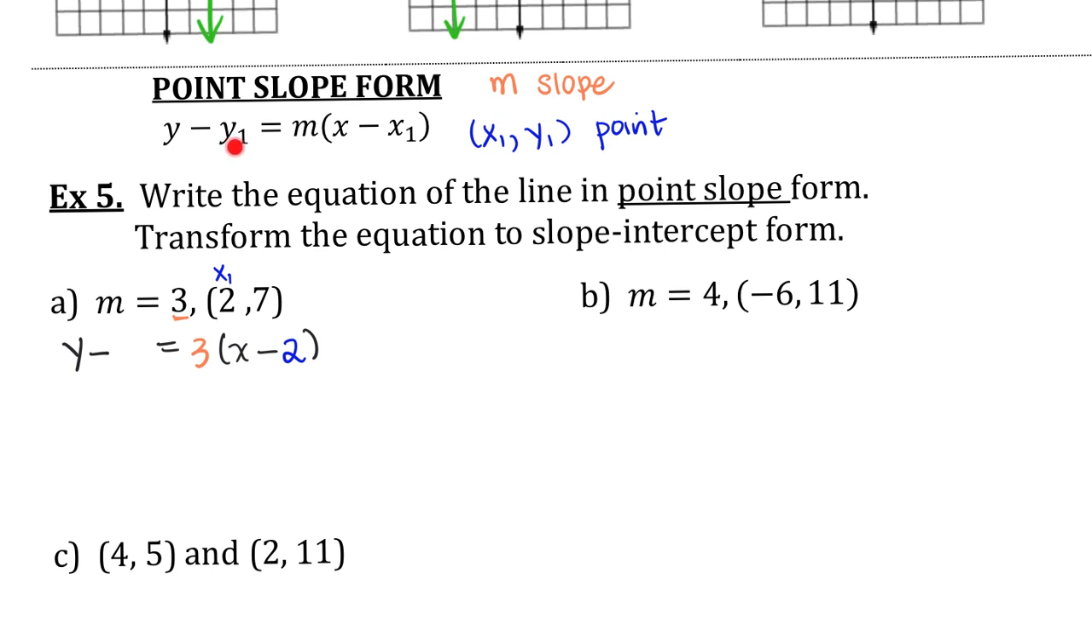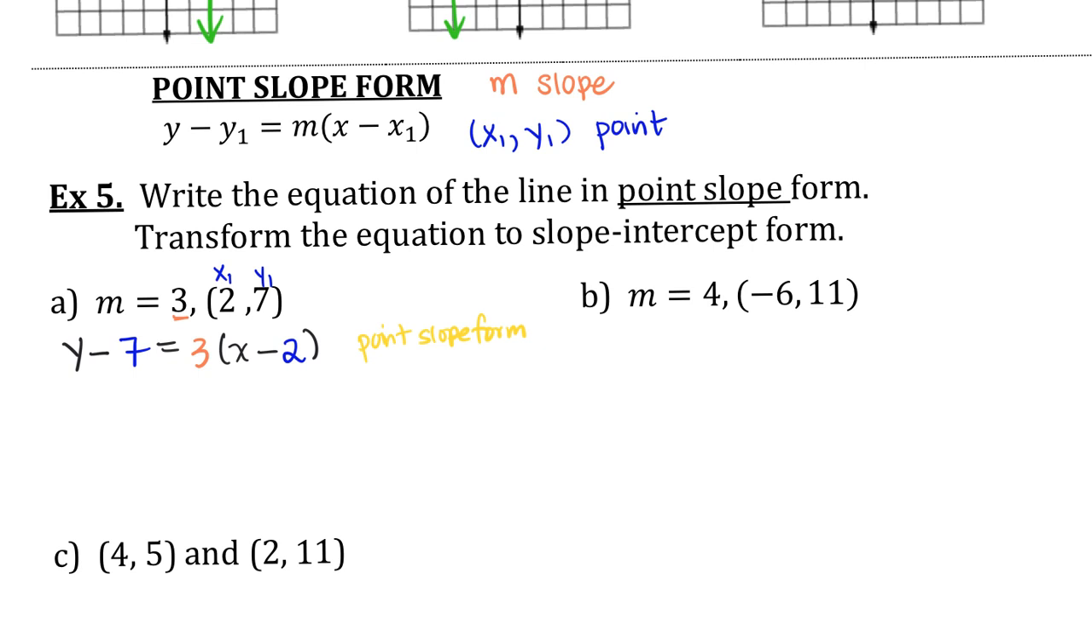What goes here? This is y1. What's y1? Y1 is the y coordinate of the point they give me. The point they gave me is 2, 7, so this is my y. So this is point-slope form right here. If they ask you for the equation of the line, this is a perfect equation of the line. It happens to be in point-slope form.